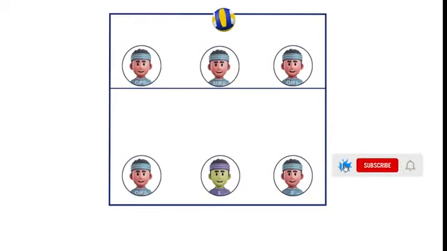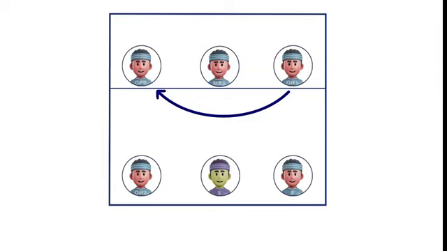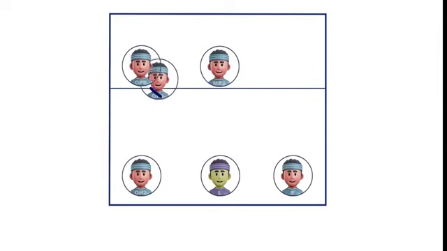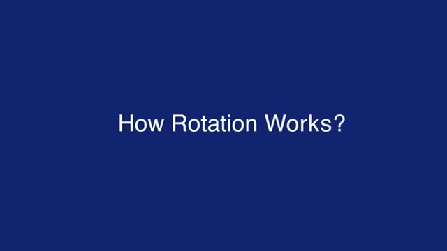Second, you also need to know the concept of base or defensive position. This means when the ball crosses to the opposing side, players switch to their base position. Here, the outside hitter 1 moves from right front to left front, while the opposite hitter moves from left front to right front. However, all the other players maintain their existing positions. Now, let's see how the rotation works.